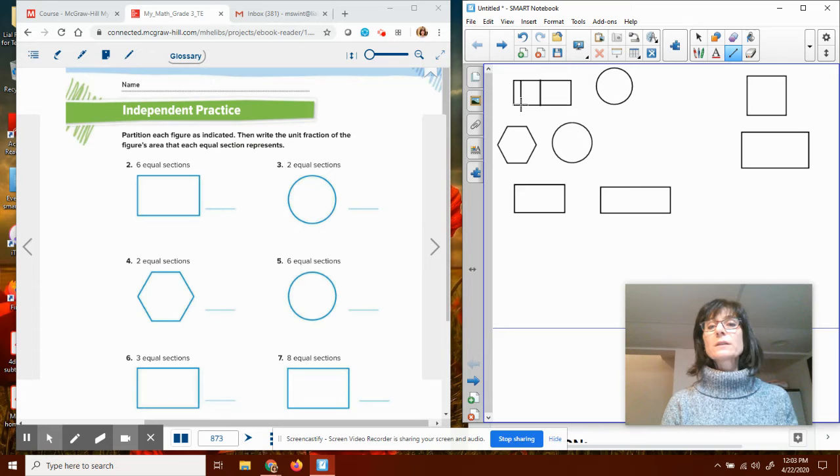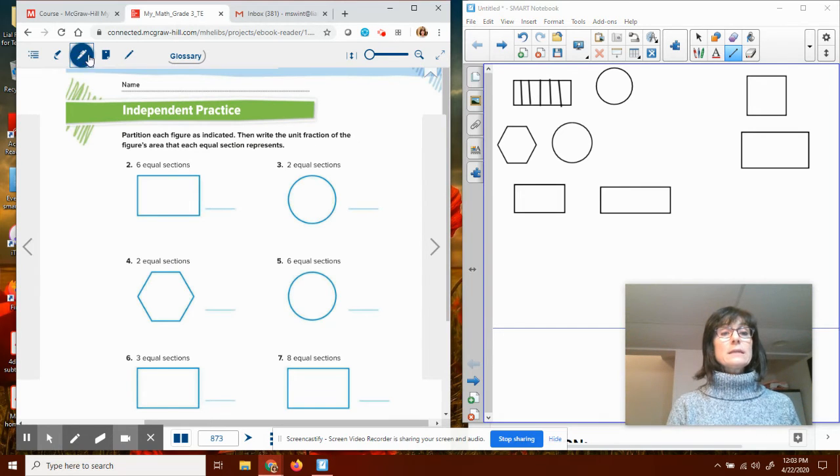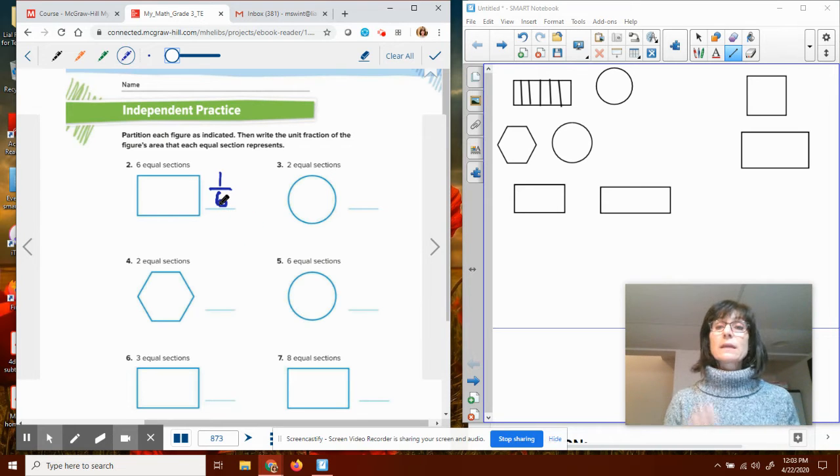Now I know I have to put 3 sections here and 3 sections here. So as carefully as I can, because I do want my shapes to be pretty close to the same size, I now have 1, 2, 3, 4, 5, 6. The question in the directions they want us to do is write the unit fraction. So I need to now write the unit fraction after I've divided it. So this would be 1/6.